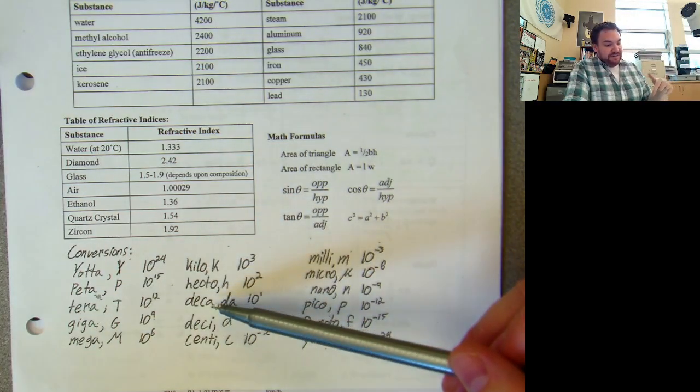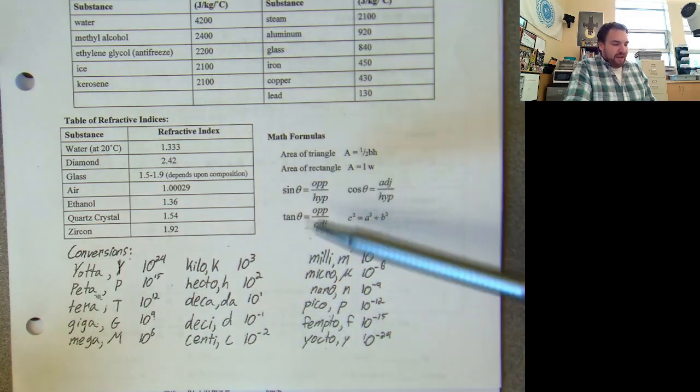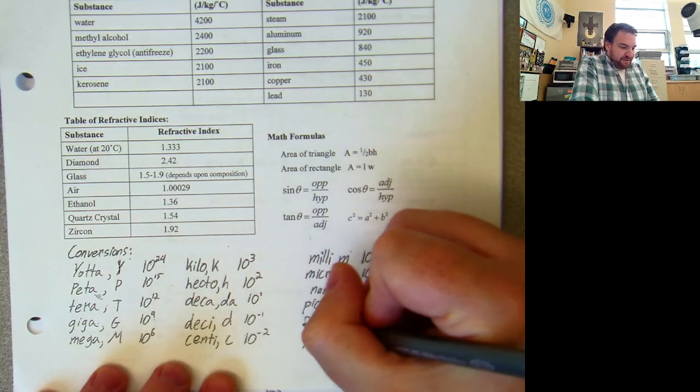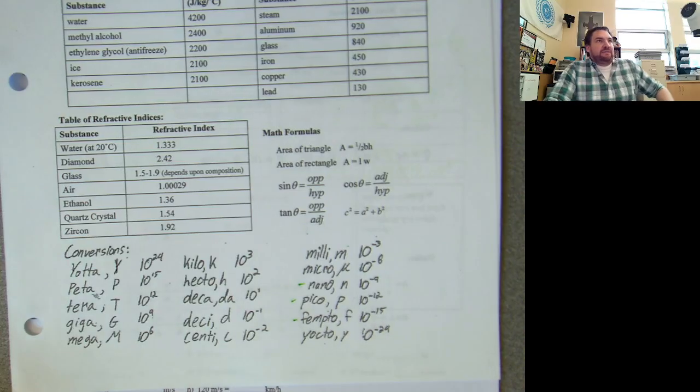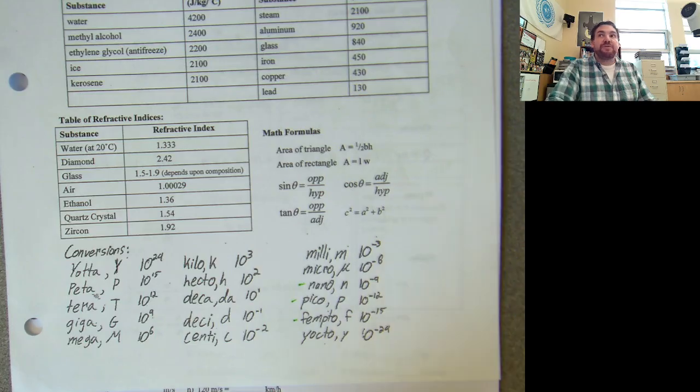Kilo, hecto, deca, deci, centi. We don't really use deci or deca, but they show up. Milli, micro, nano, pico, femto, and yocto. These ones, femto, pico, and nano, show up in physics almost exclusively. They're really, really quite small, and every other subject seems to be really scared of dealing with the small things, except for physics. We talk about those particles. There's a whole field of physics called particle physics that deals with things on the nano, pico, or femto scale.